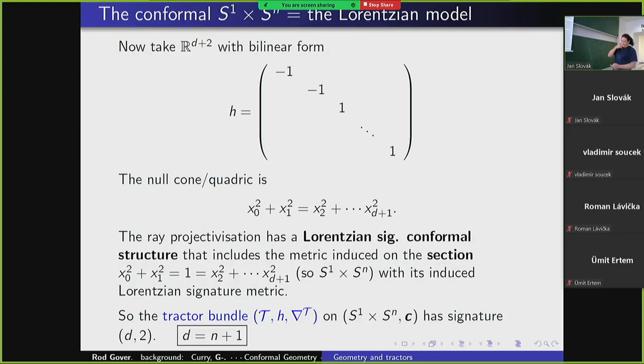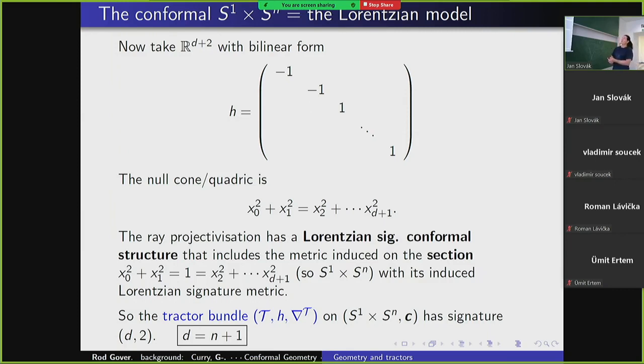Okay, yeah. Just for fun, what about if you do this in other signatures? That was the Riemannian model. If you have a physics bent, you may be very interested, for instance, in the Lorentzian model or other signatures. So here, what happens if we start with R^(d+2), but now instead of the Lorentzian thing, we have two minus signs.